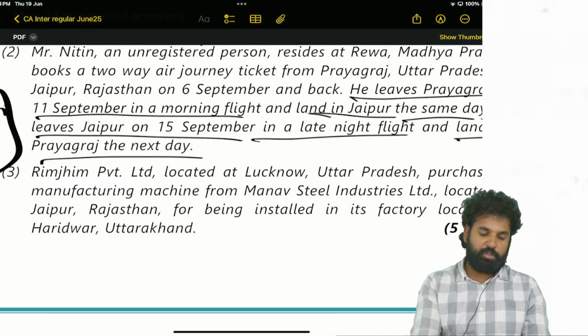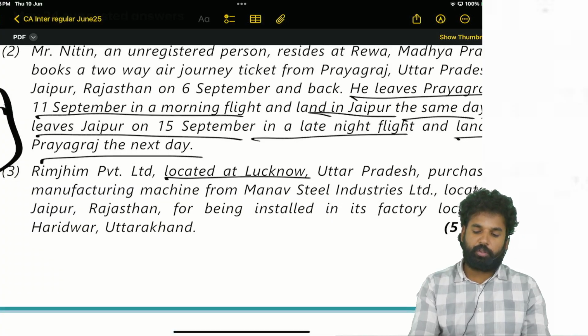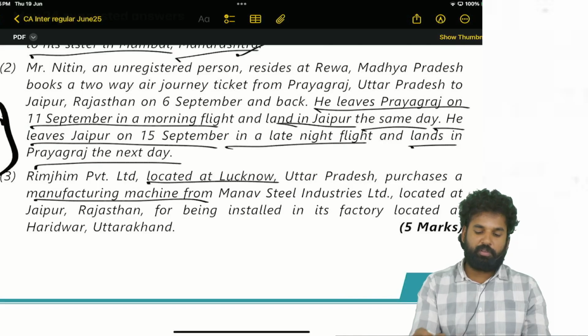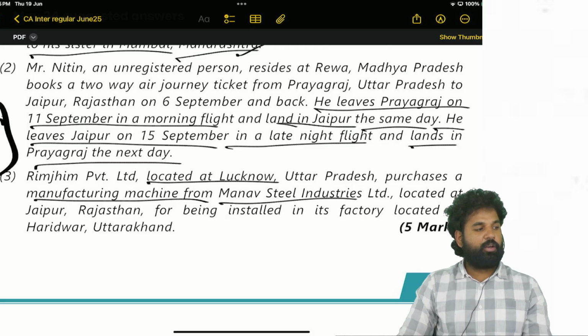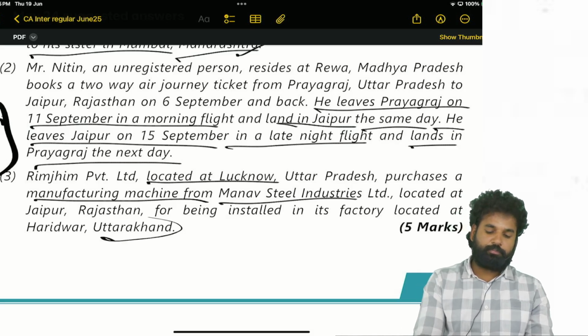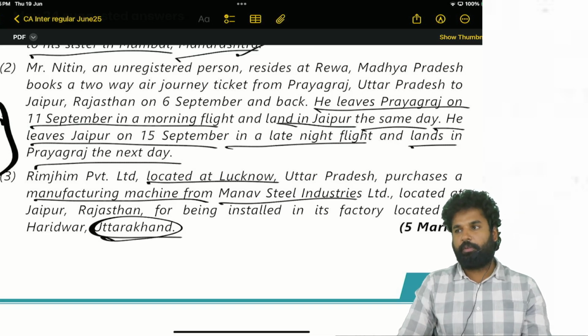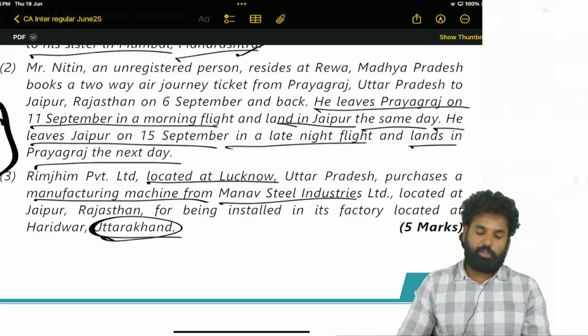Next, Rimjim Private Limited, located at Lucknow, Uttar Pradesh, purchases a manufacturing machine from Manav Steels Industries Limited, located at Jaipur, Rajasthan, for being installed at its factory located at Haridwar, Uttarakhand. In this case, what is the place of supply? Place where goods are installed. So that will be the place of supply.